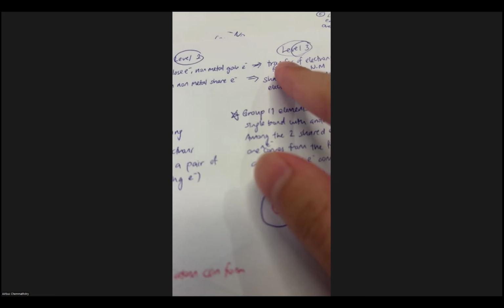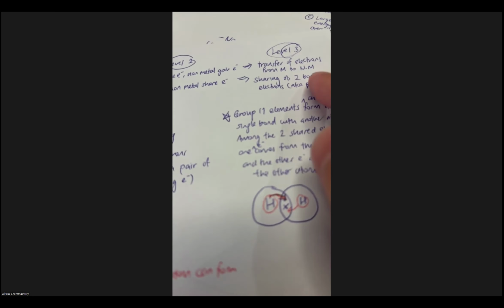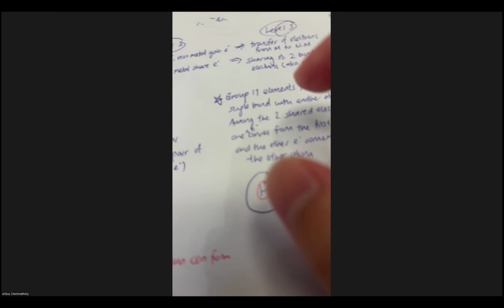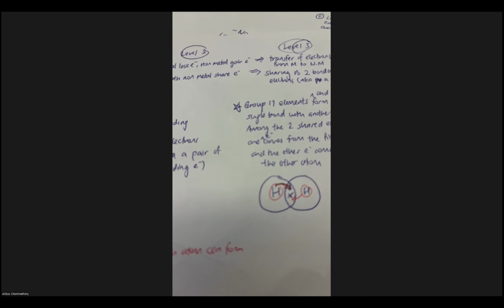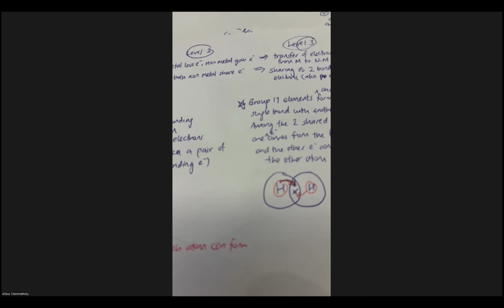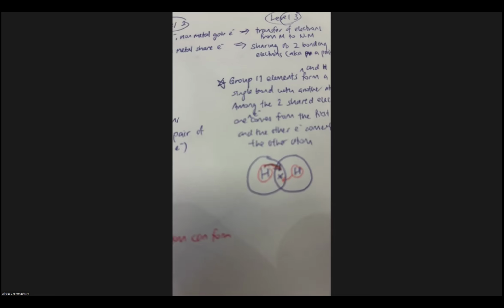Then of course level 3, right, this is the most difficult level. So there is actually an ultimate transfer of electrons from a metal to a non-metal in an ionic bond, right? So that is how you show it in your dot and cross diagram, right? How they transfer, so they're going to split according to the ratio, right?